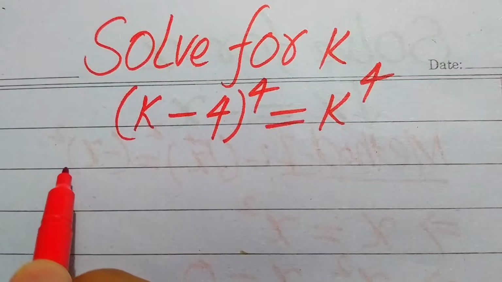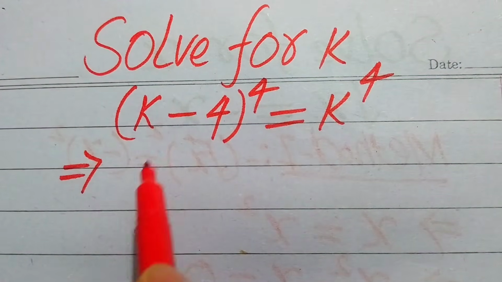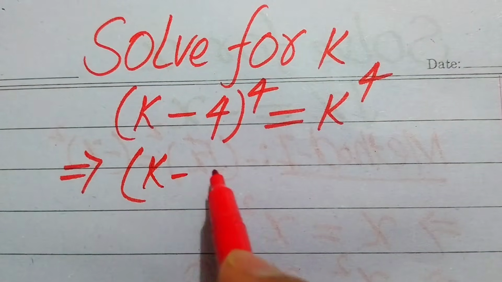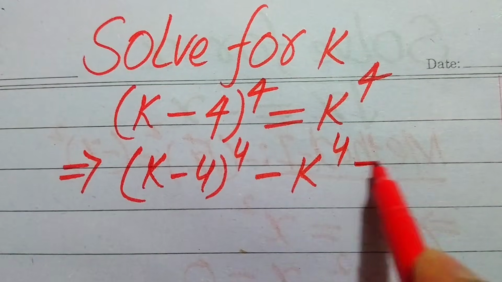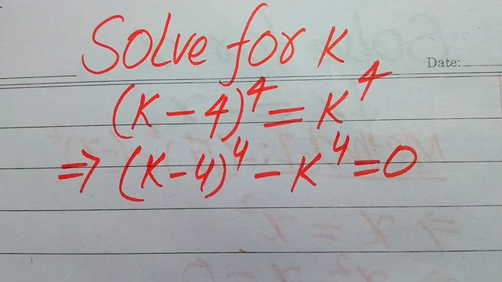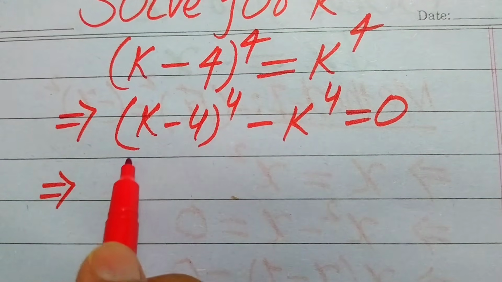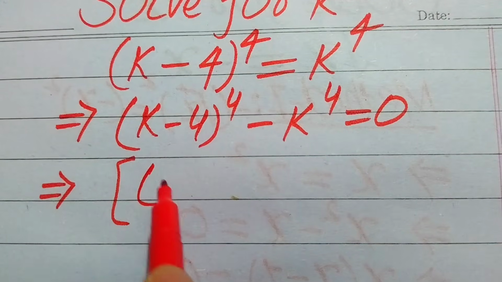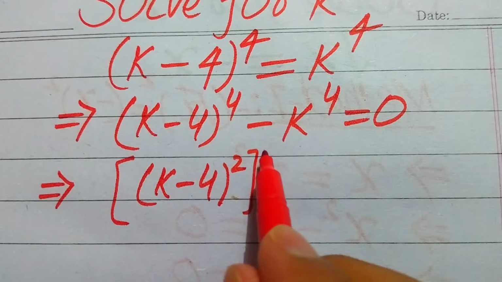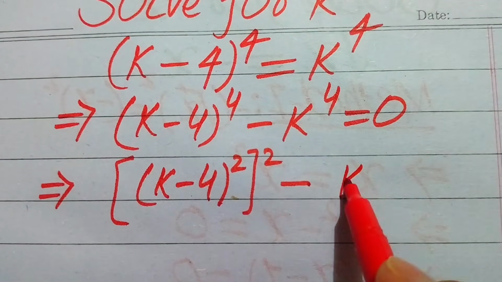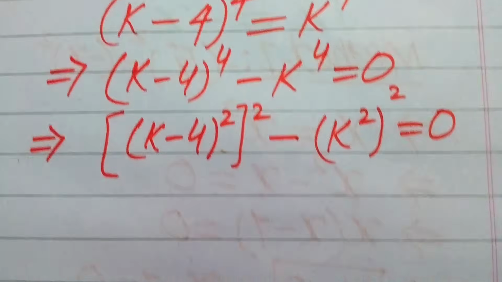So we move toward the solution of this problem. Here we move the term k^4 from the right-hand side to the left-hand side, and this will be written as (k - 4)^4 - k^4 = 0. Now in the next step, we rewrite (k - 4)^4 as ((k - 4)^2)^2 minus k^4 as (k^2)^2, and this equation equals 0.